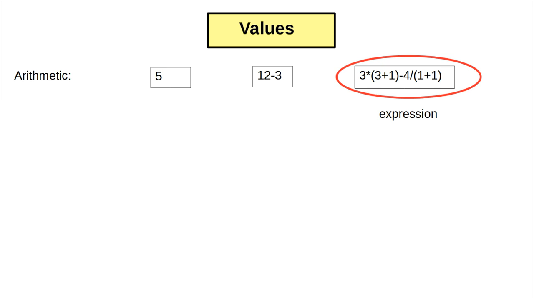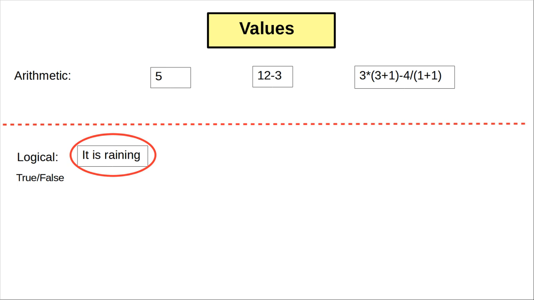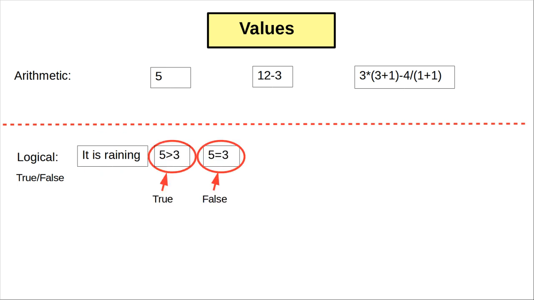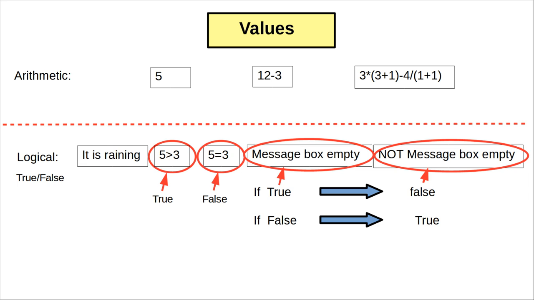Let us now go to logical expressions. This is an example. It is either true or false. The logical expression, 5 is greater than 3, is true, whereas 5 is equal to 3 is false. Here we see two logical expressions, one of which is the opposite of the other. The expression, not message box empty, can otherwise be rephrased as, message box is not empty. Clearly, one of these two logical expressions is true and one is false, that is, they cannot be both true or false at the same time.